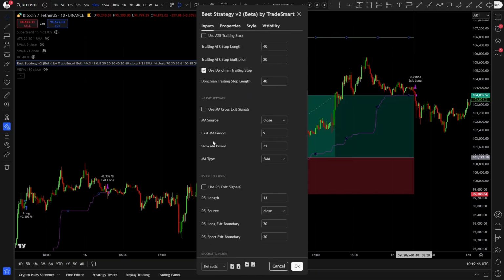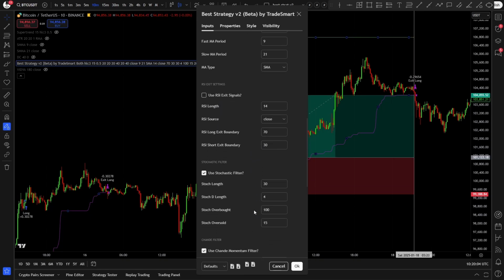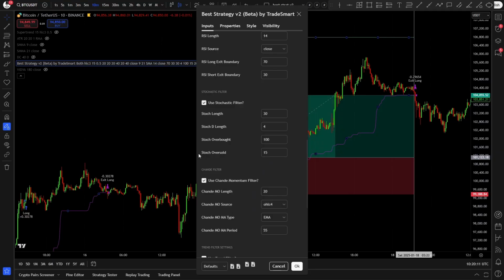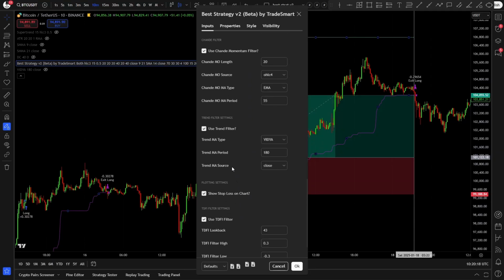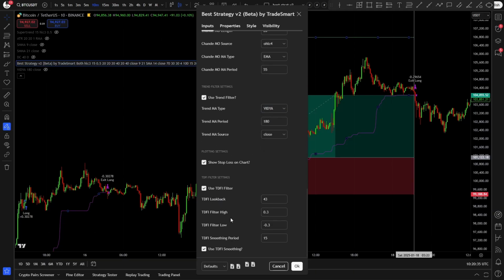Here we have the best exit signal we found, the moving average crossover. You can choose from a lot of moving average types. Under that we have the RSI exits, which was the second best exit signal indicator. Then the momentum filters, the stochastic, and the channel momentum with an EMA. Finally, we have the trend filter, where the best was the Vidya, but I also added many more. My personal favorite is the SMMA or RMA. And at the bottom, I added an extra filter.